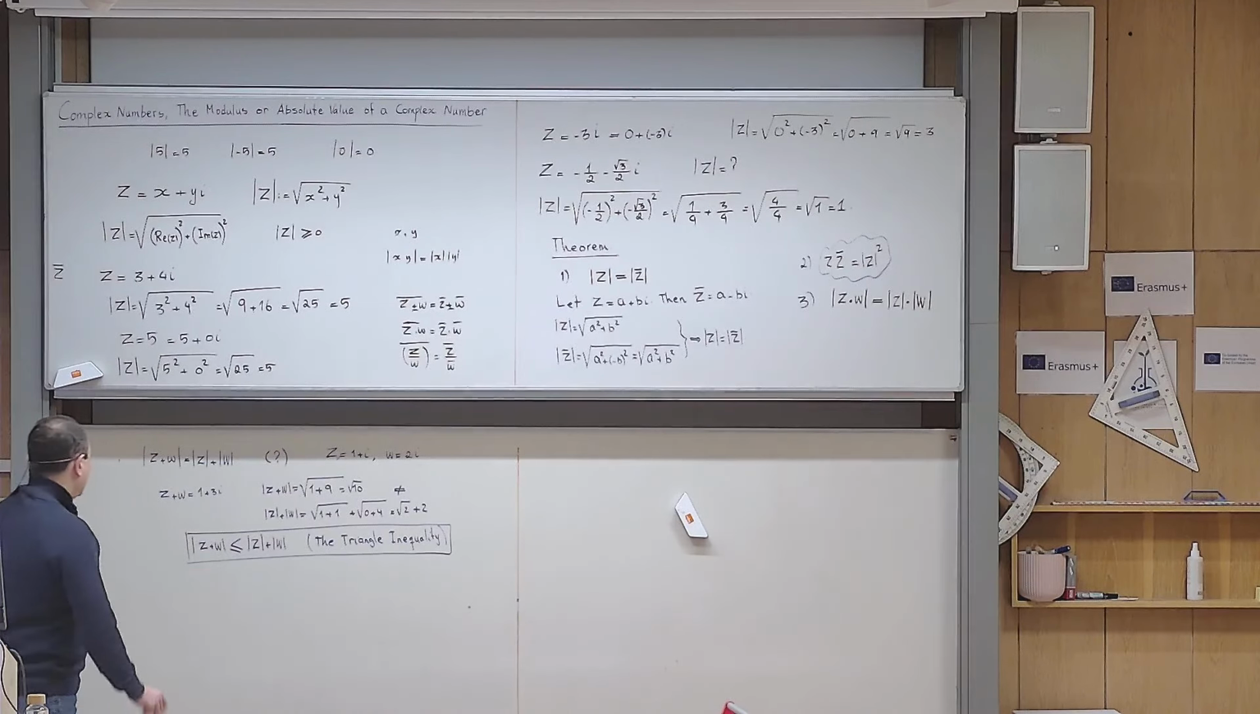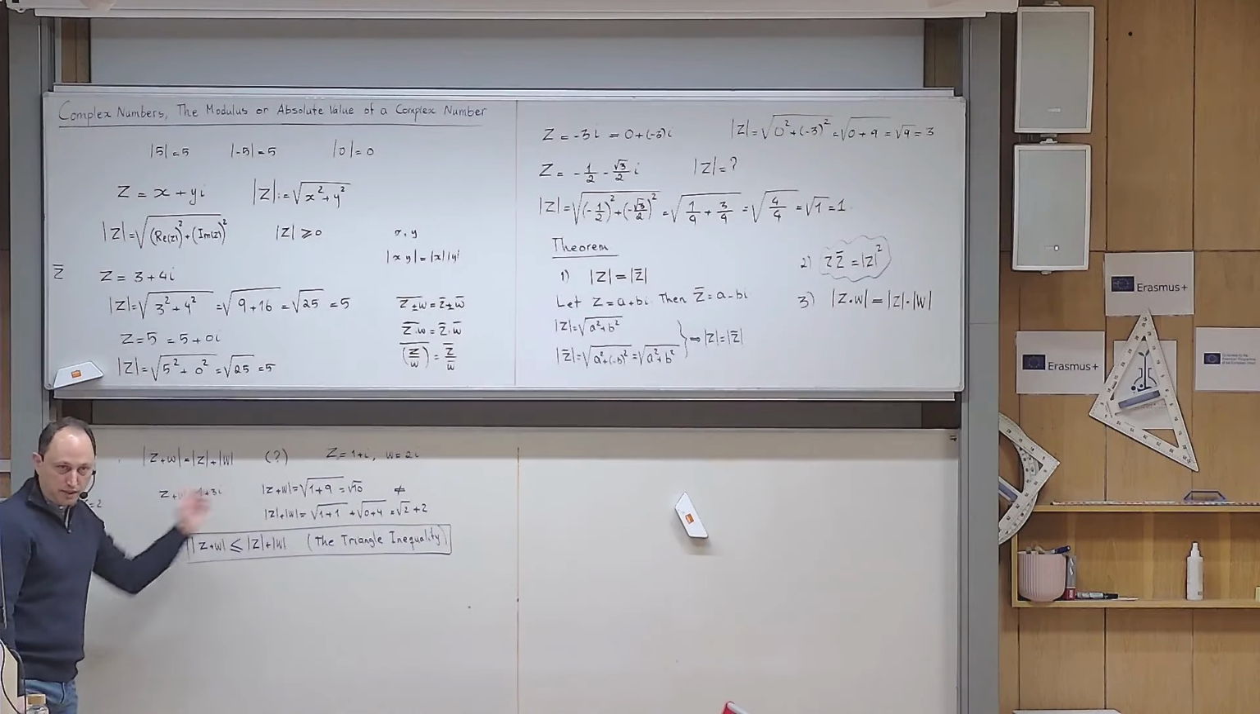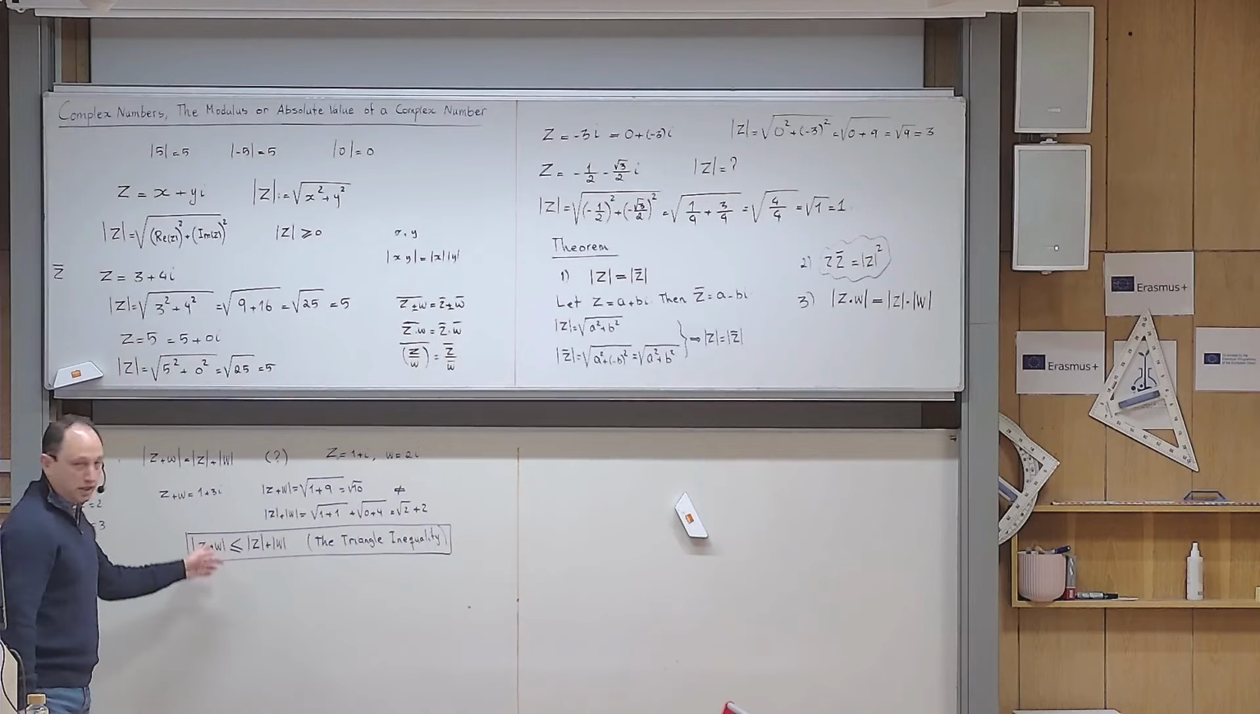Sometimes it becomes equal. For example, if I choose z to be 2, w to be 3, then they become equal because z plus w becomes 5. Absolute value of 5 is 5. Absolute value of z is 2. Absolute value of 3 is 3. When I add them, it also becomes 5. So sometimes they become equal, but not in general.